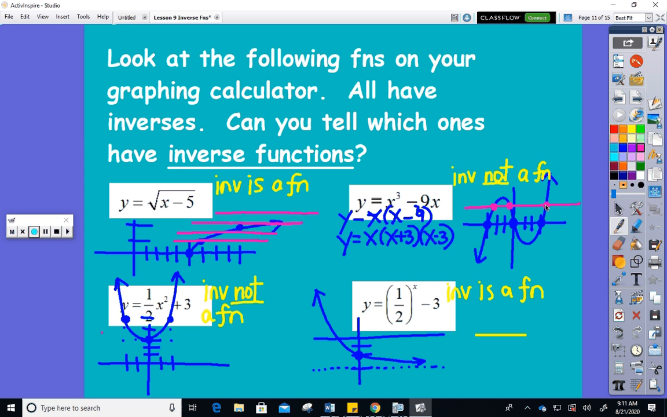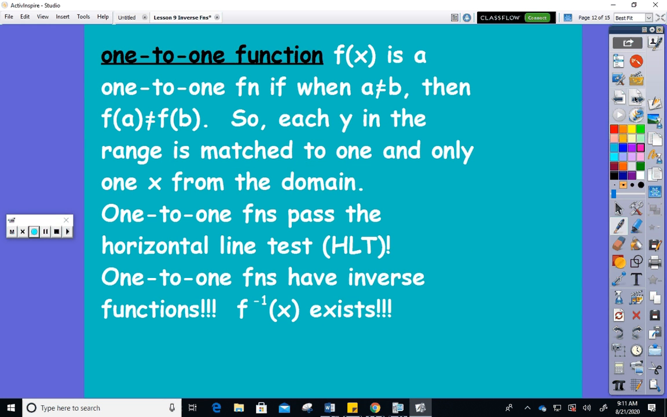Ditto on this second graph, okay? I can draw lots and lots of horizontal lines that the function crosses twice. So y equals 1/2 x squared plus 3 fails the horizontal line test. Therefore, its inverse fails the vertical line test and is not a function. On my last exponential decay function, it does pass the horizontal line test. So its inverse passes the vertical line test and is a function. So the idea here is that a function that is one-to-one has an inverse function.